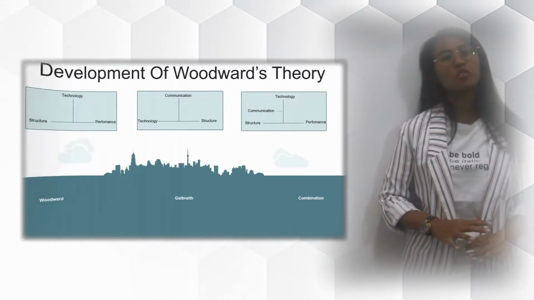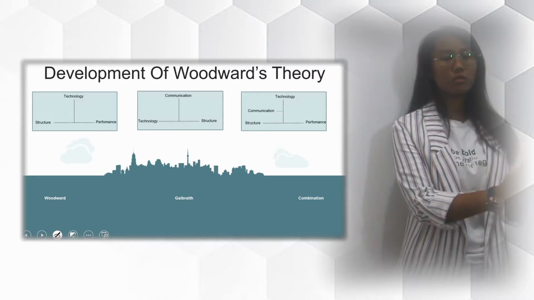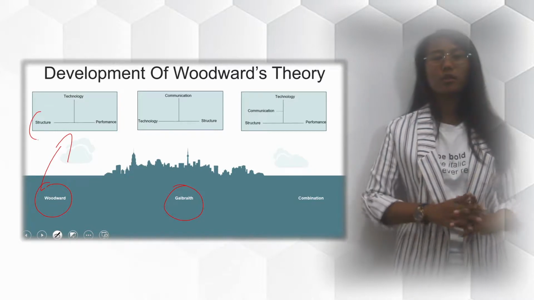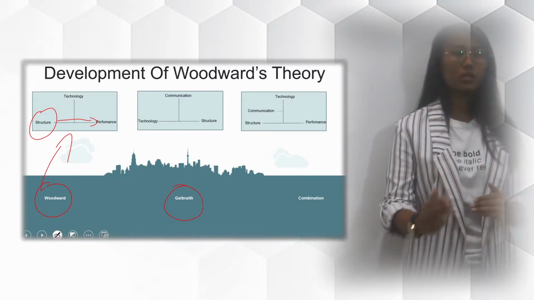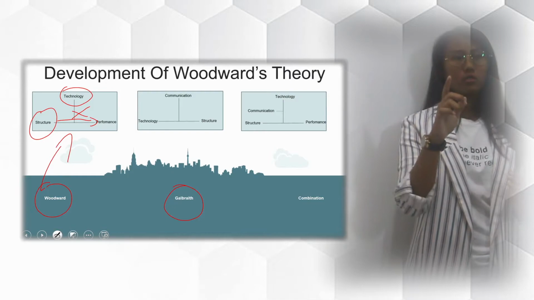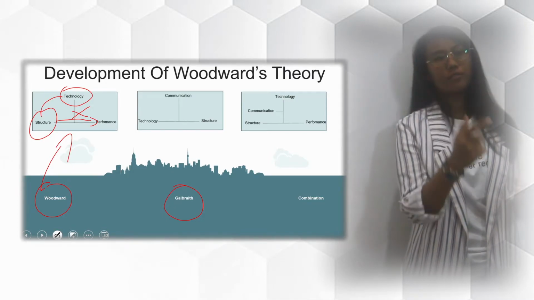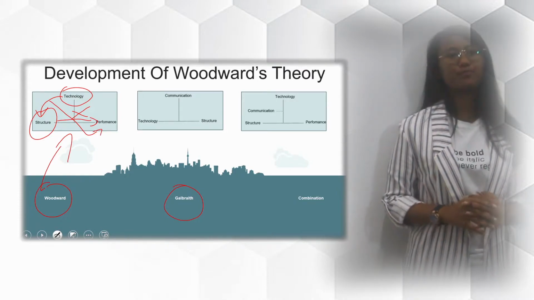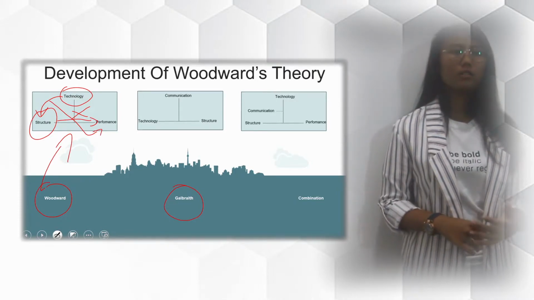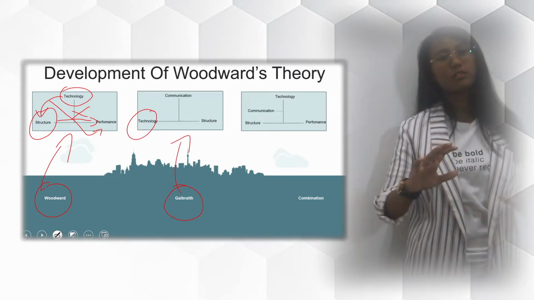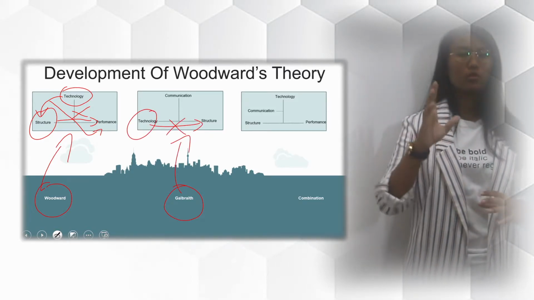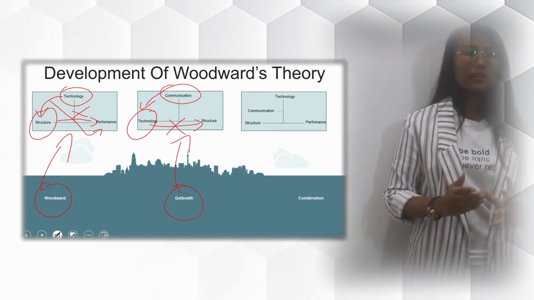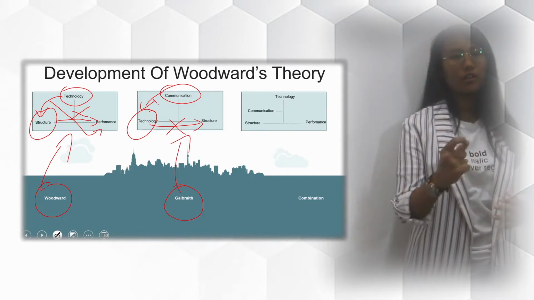Development of Woodward's theory. Brawijaya is trying to combine Woodward's theory and Galbraith's theory. Woodward said that structure directly relates to performance because of technology. So the complexity of technology can affect the structure, and after that it can affect the performance. Galbraith said that technology is not directly related to structure. The demand of communication can affect the complexity of technology, and it can affect the structure.